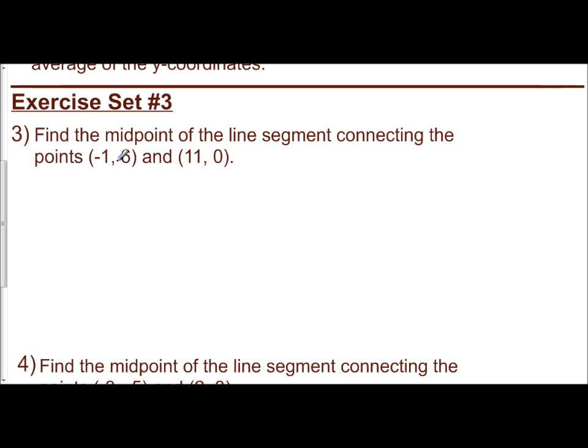So we're told (-1, 6) is one coordinate and (11, 0) is the other. We have our x1, y1, and we have our x2, y2. So we go right to the formula, which says x1 plus x2 divided by 2 represents the x coordinate of the midpoint, and then y1 plus y2 divided by 2 represents the y coordinate of the midpoint.